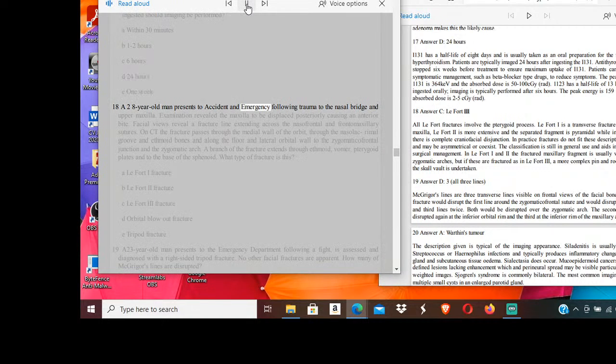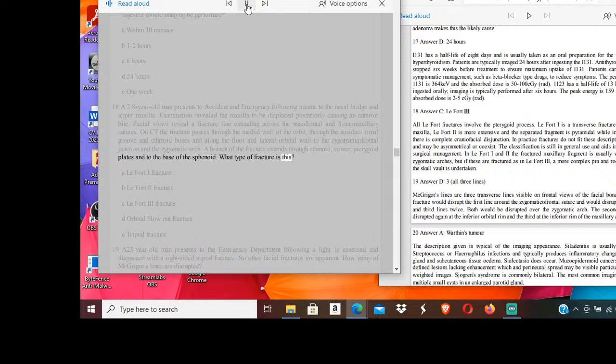An 8-year-old man presents to accident and emergency following trauma to the nasal bridge and upper maxilla. Examination revealed the maxilla to be displaced posteriorly, causing an anterior bite. Facial views reveal a fracture line extending across the nasofrontal and frontomaxillary sutures. On CT, the fracture passes through the medial wall of the orbit, through the nasal bone, lacrimal groove, and ethmoid bones, and along the floor and lateral orbital wall to the zygomatico-frontal junction and the zygomatic arch. A branch of the fracture extends through ethmoid, vomer, pterygoid plates, and to the base of the sphenoid.